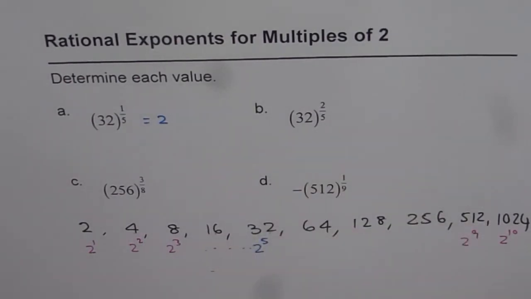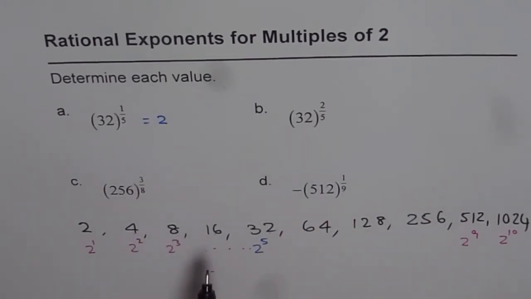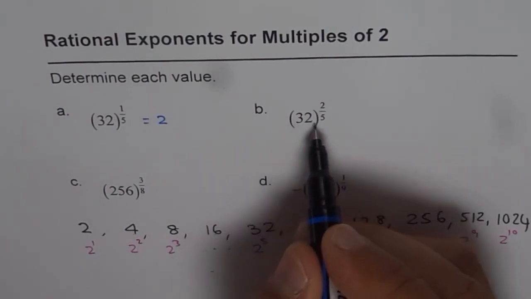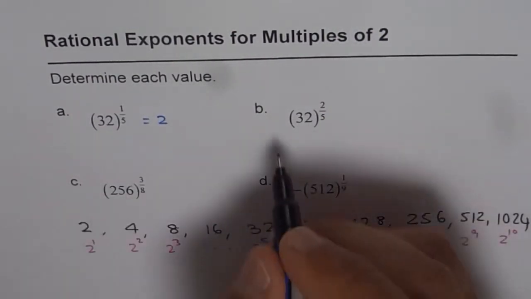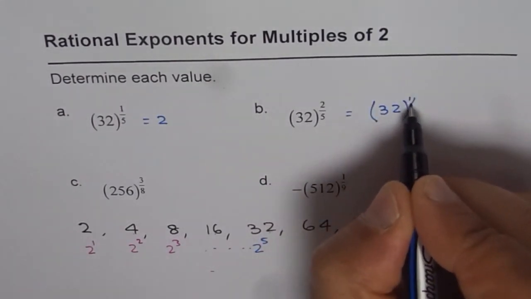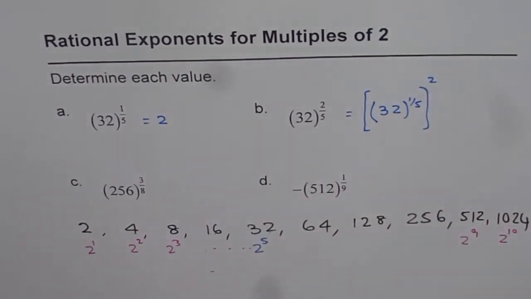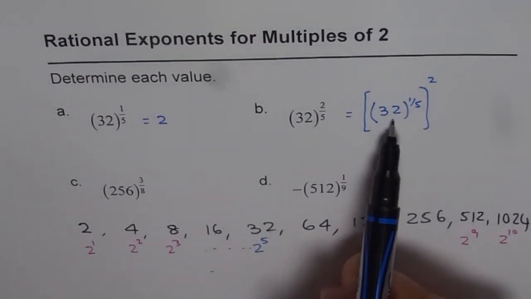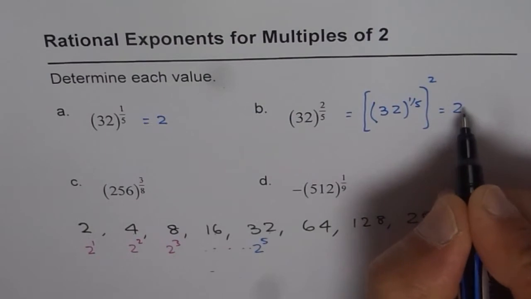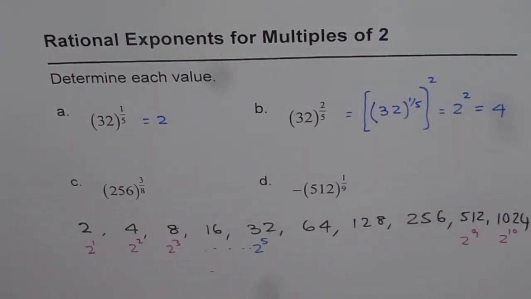Now part B. It is 32 to the power of 2 over 5. So how is it related with the previous one? Can you tell me? So 32 to the power of 2 over 5, not 1 over 5. But I can write this as 32 to the power of 1 over 5 and everything squared. That is the same as 32 to the power of 2 over 5. Correct? Now fifth root of 32 is 2. So we get 2 squared as our answer, and the answer is 2 squared is 4. So that is the way to figure it out.